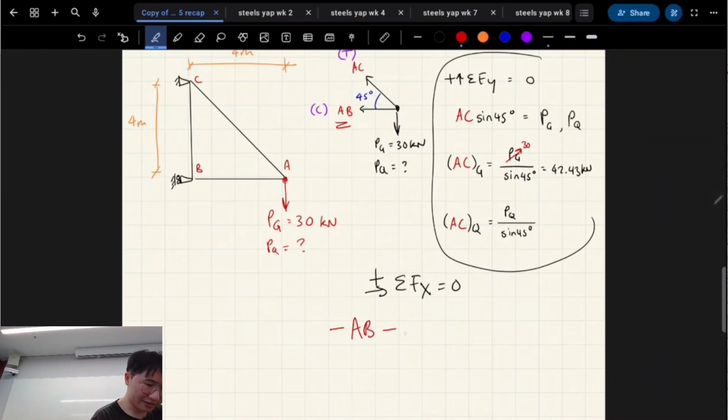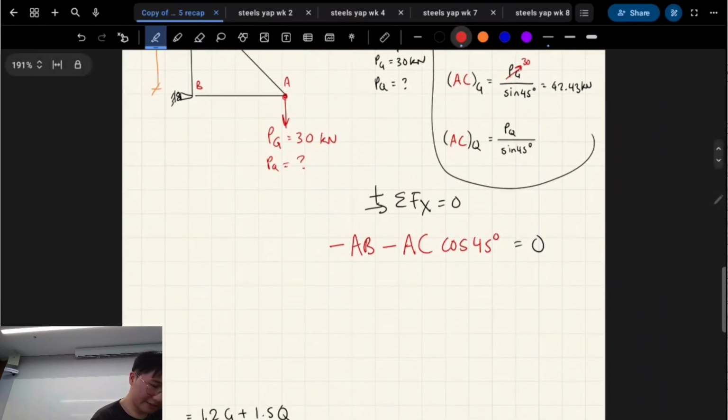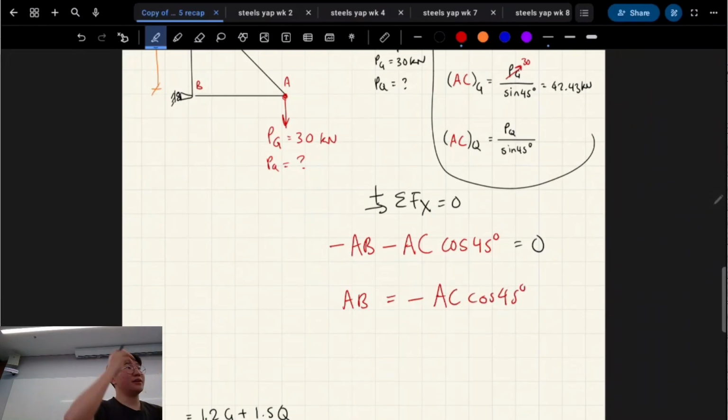So both these arrows are going left, correct? But the difference is AC is acting at an angle, right? So if we solve for AB, AB is going to be a negative magnitude of something to do with AC, whatever. That makes sense because one has to be in compression, one has to be in tension to balance out, right?